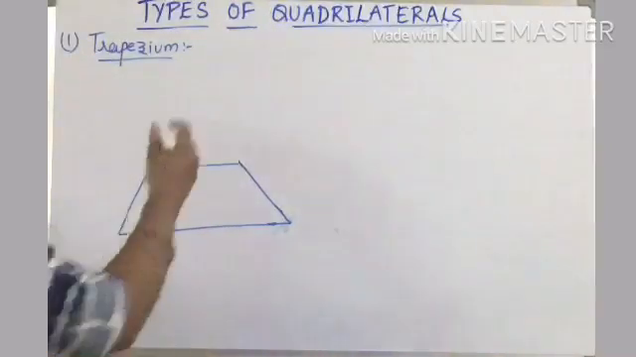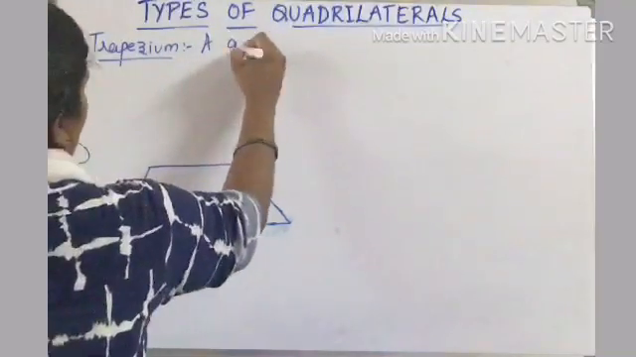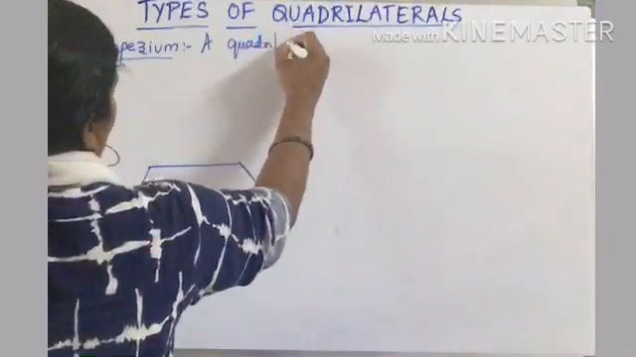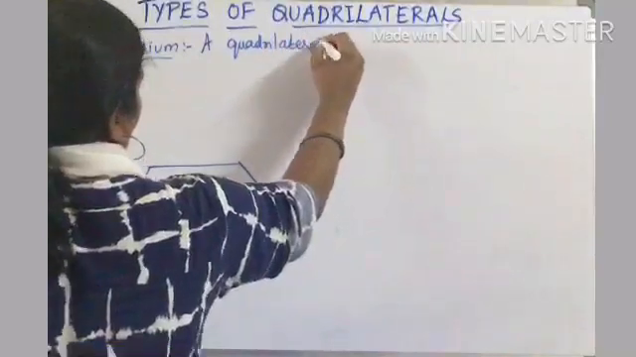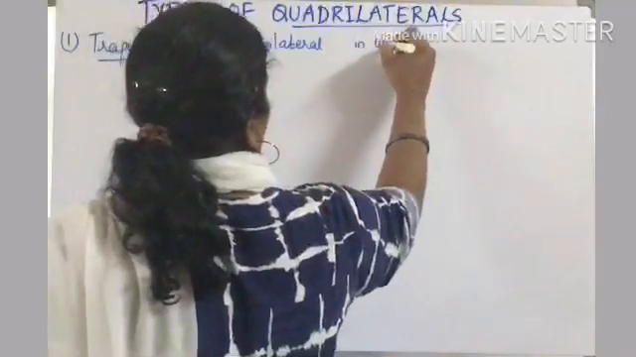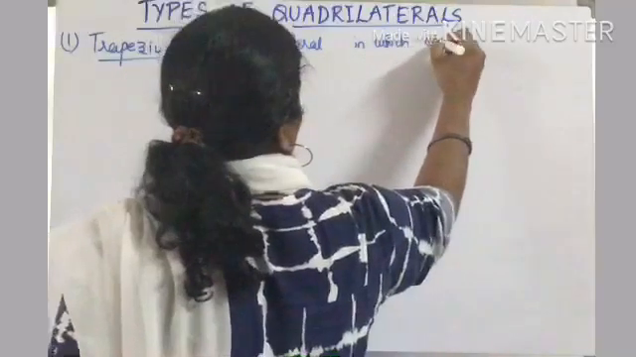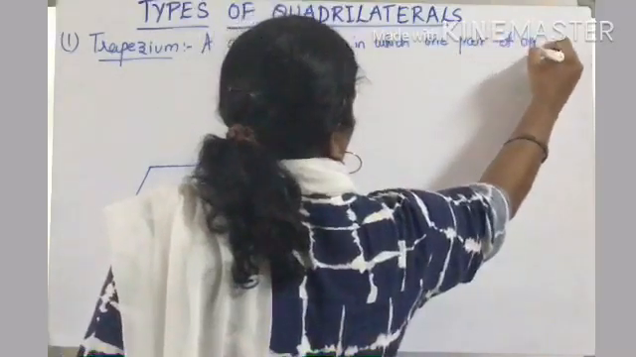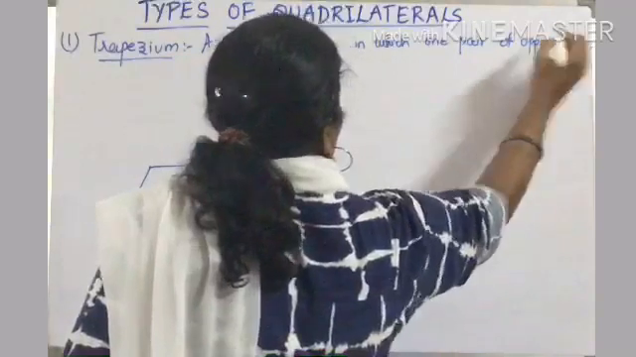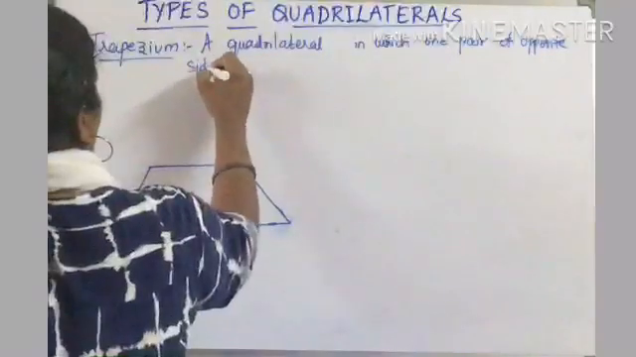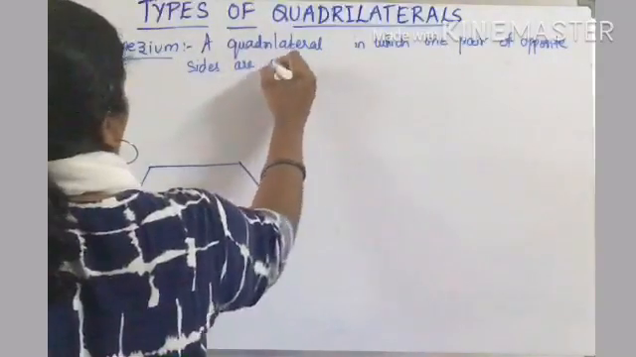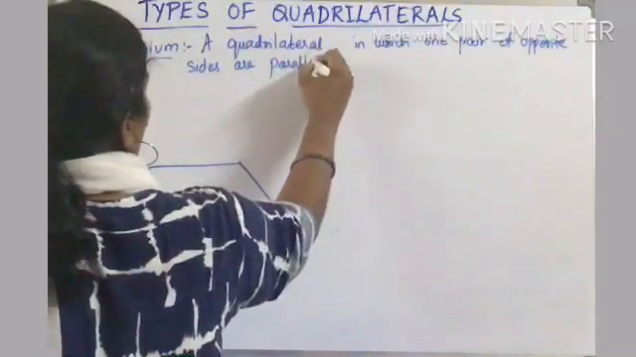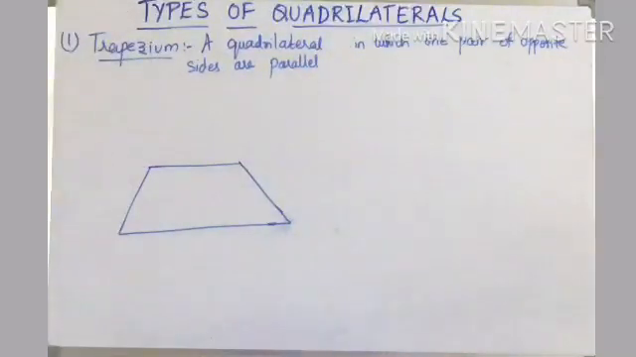A quadrilateral in which, the definition I am writing, one pair of opposite sides are parallel. So in total how many pairs of opposite sides are you going to get, children?